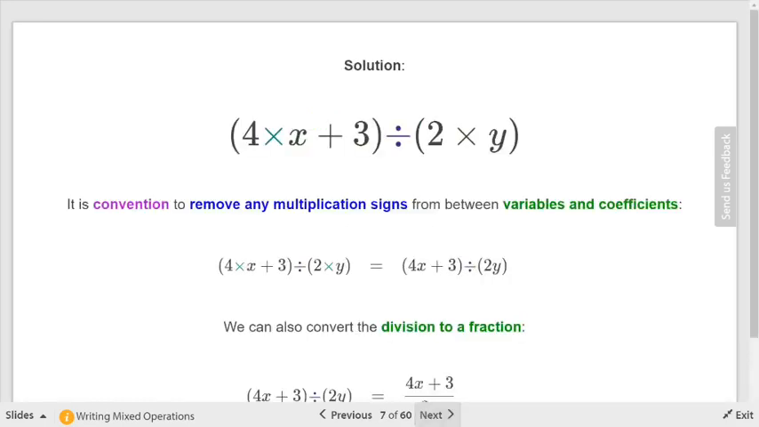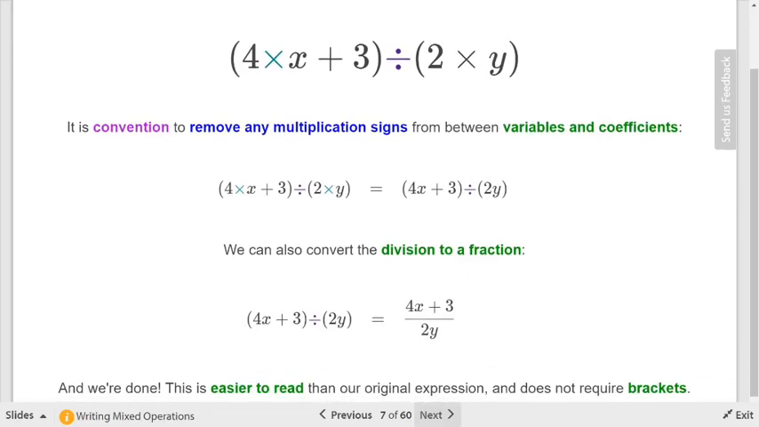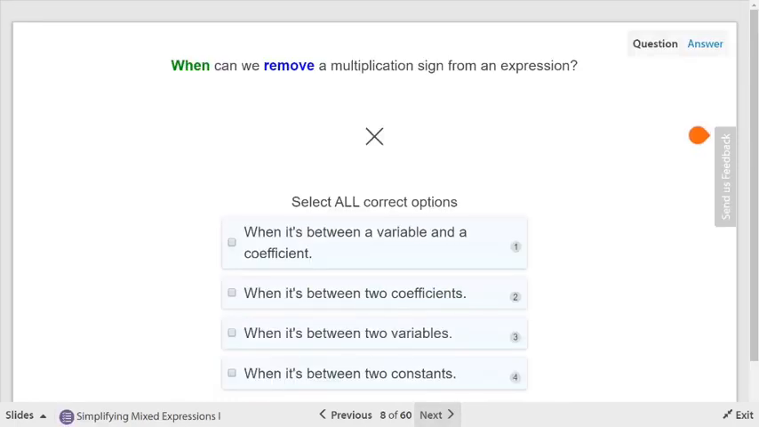Another big problem is this. Anytime you have multiplication between variables and coefficients, you just remove the symbols. So what they've done is just do this problem. You see 4x plus 3 over 2y was our answer, right? It's a lot easier to read when all of those symbols are gone. All the unnecessary symbols are gone. And now look at the bottom. It does not require brackets to show that these things need to be done first, because we know there's a bracket around the top and a bracket around the bottom. We assume it to be there.